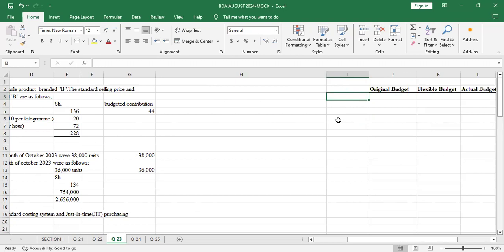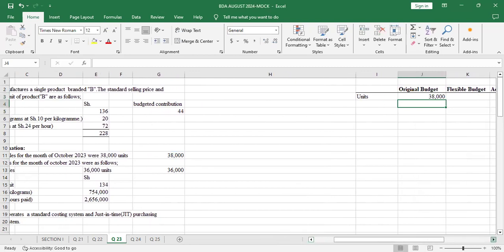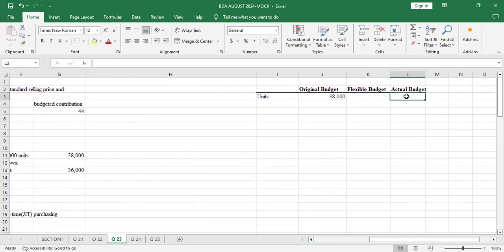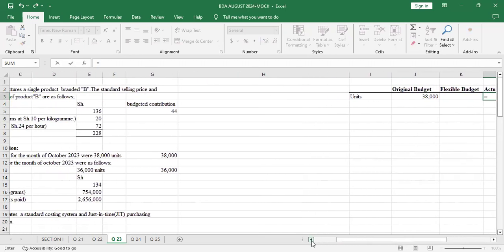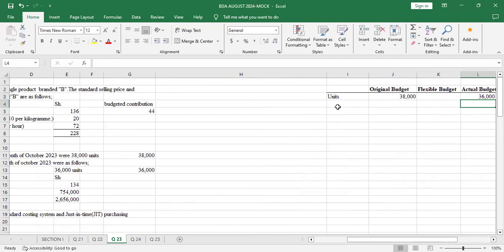So we start with the units. The units for the original budget, we budgeted for how much? For 38,000 units. So I just say equals, then I select the 38,000. Then for actual, the actual units produced and sold was 36,000. From this, I'll prepare the original budget first before I go to actual, then flex budget. So for the original units, I'll start with sales.